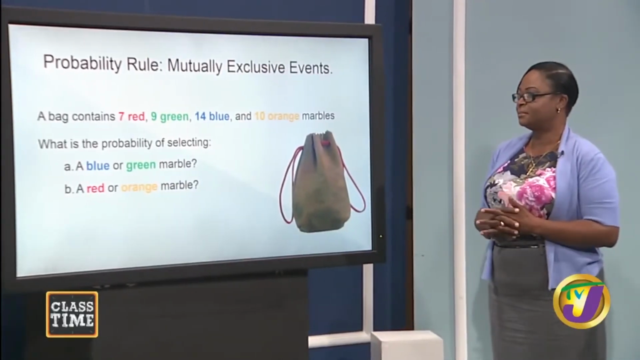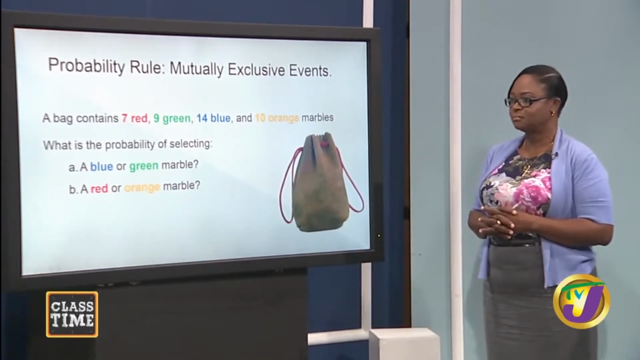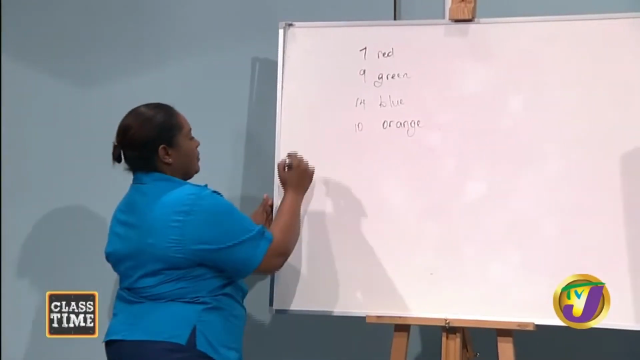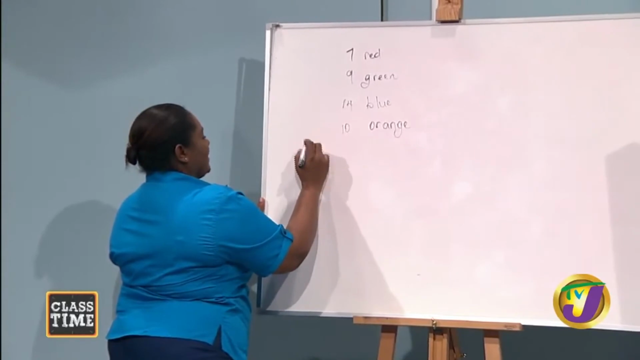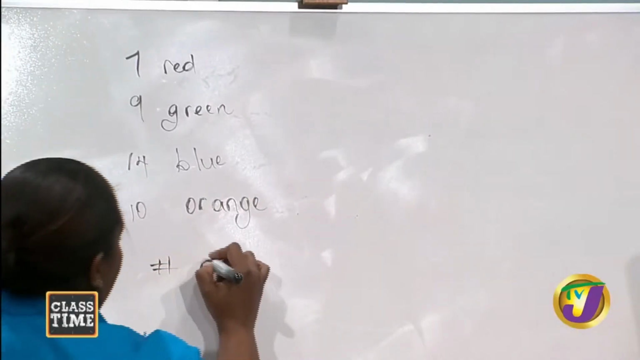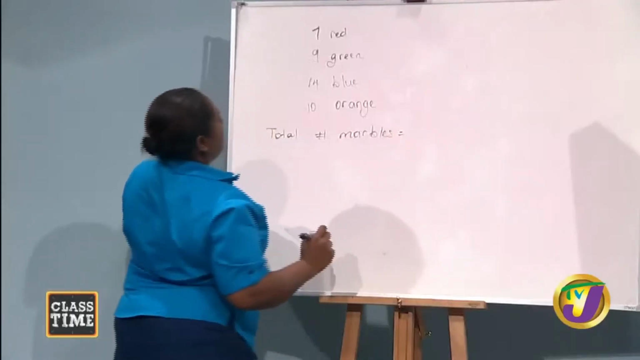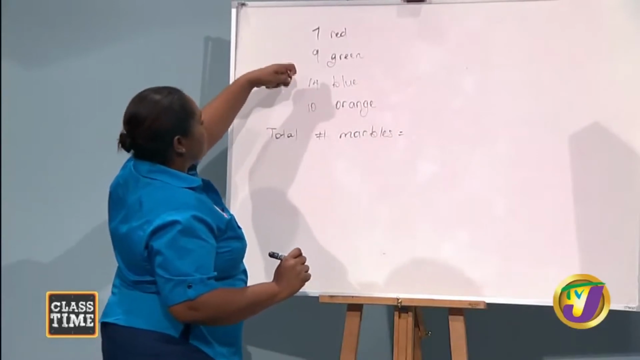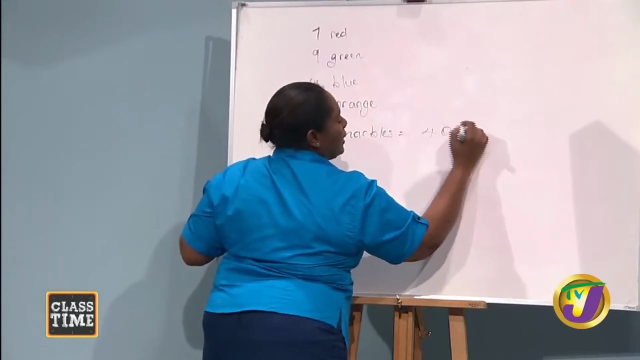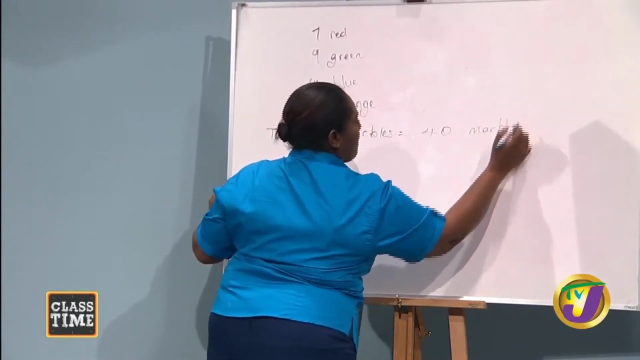Once we're looking at probability, it is important for us to consider the total. So what would be the total number of marbles? That is 16 plus 14 plus 10. It would be 16 plus 14, that's 30, plus 10, 40. So in all, we are working with 40 marbles. So we now have the total.